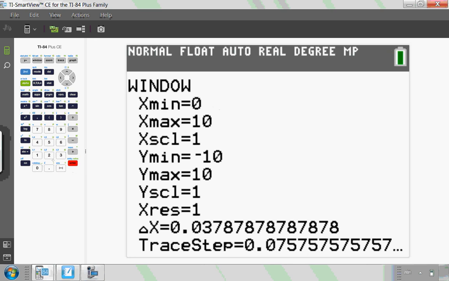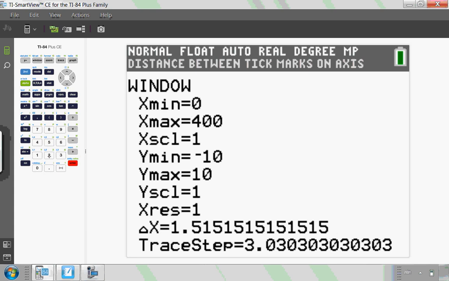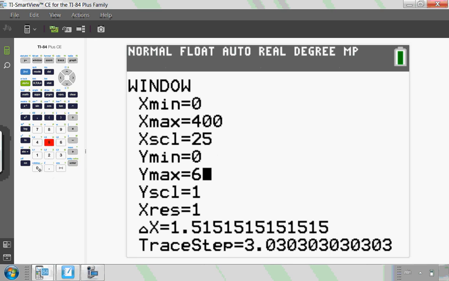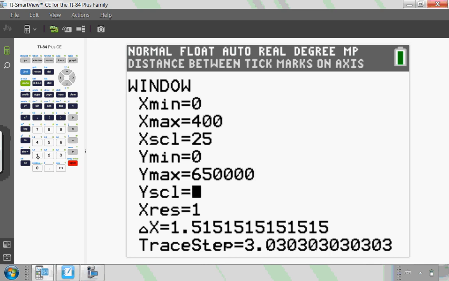Time can't be negative, so I'll say 0. Now it doubles every 40 minutes. Actually, I'm going to try 400 because that's like 10 doubling periods. I think I'll definitely reach it by then. So I just want to try and get it on the first shot, but if I don't, that's okay. I'll go up by 25s. Y is your number of people, and you want to go all the way up to 600,000. So I'm just going to go a little bit above that, and I'll go up by 100,000s.